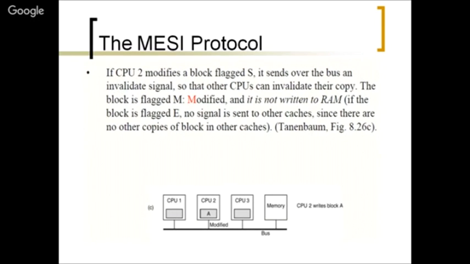Now, if CPU2 wants to modify a block that is flagged as shared, it sends a signal over the bus to invalidate.